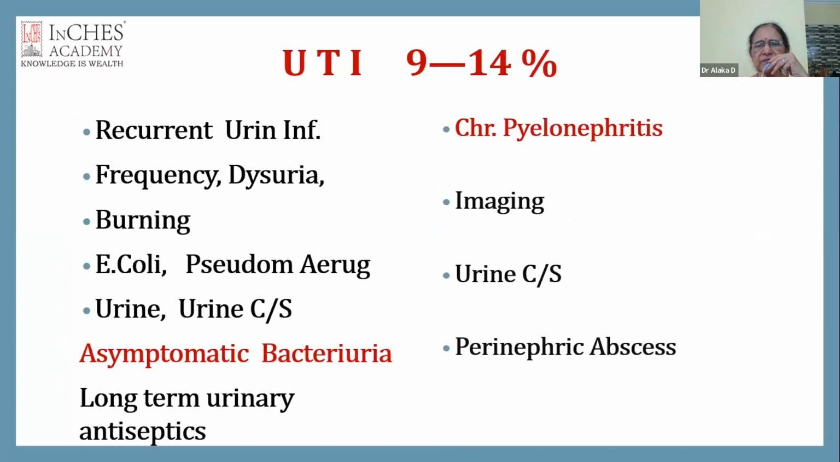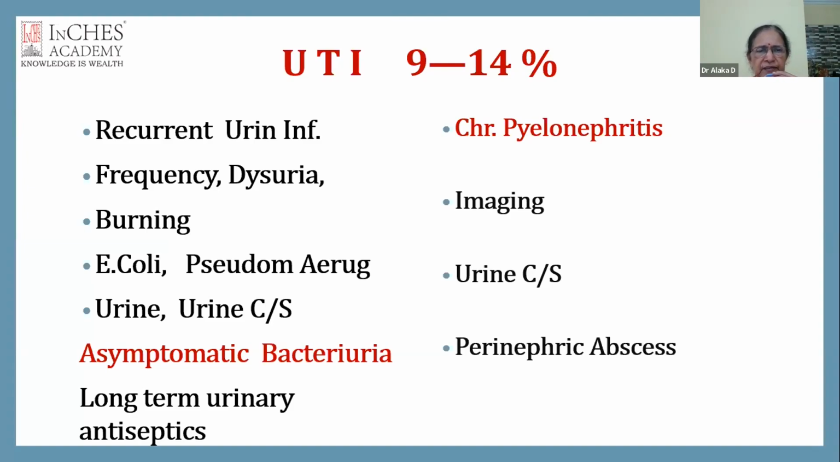Then another common infection that we see in diabetic patients is urinary tract infection. 9 to 14% of diabetics develop urinary tract infection. It is recurrent urinary infection, not one episode. And that is because he is excreting sugar massively in his urine, so it is a very good medium for the bacteria to grow.